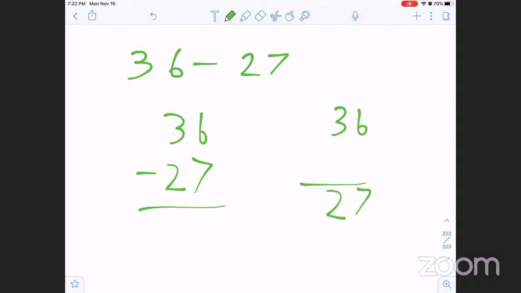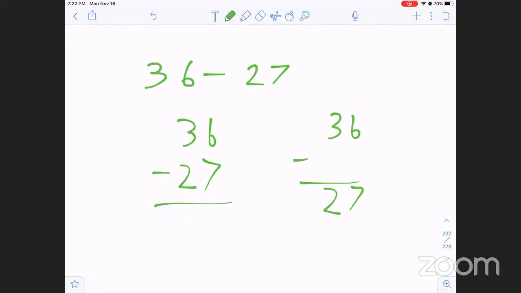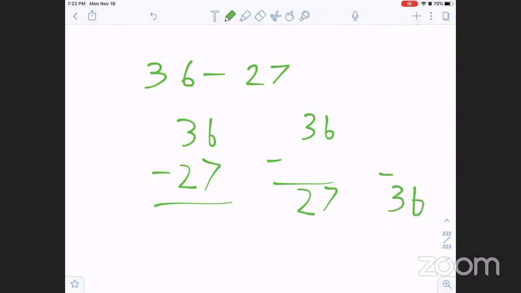I can put the 27 down here and figure out what will go there to add up to 36. And if that's confusing, think about the way fact families work with addition too. I can flip this problem all the way over and put 36 on the bottom because I know that's going to be my biggest number. And now I can make it an addition problem.